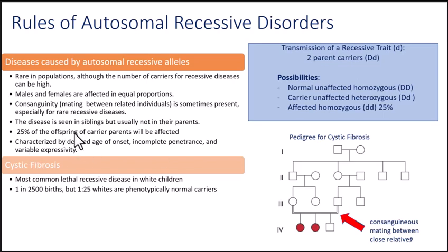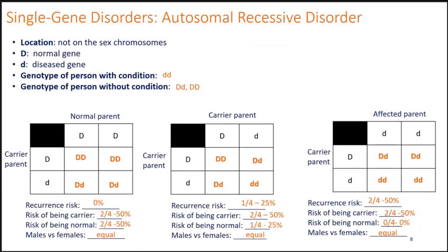25% of the offspring of carriers will be affected. That's not something you would go and memorize, but rather you would try to understand what we've already spoken about: if you are a carrier and the person you mate with is a carrier, your risk of developing the condition is 25%. So 2 carrier parents have a 25% chance that their child will end up with the actual autosomal recessive disorder.